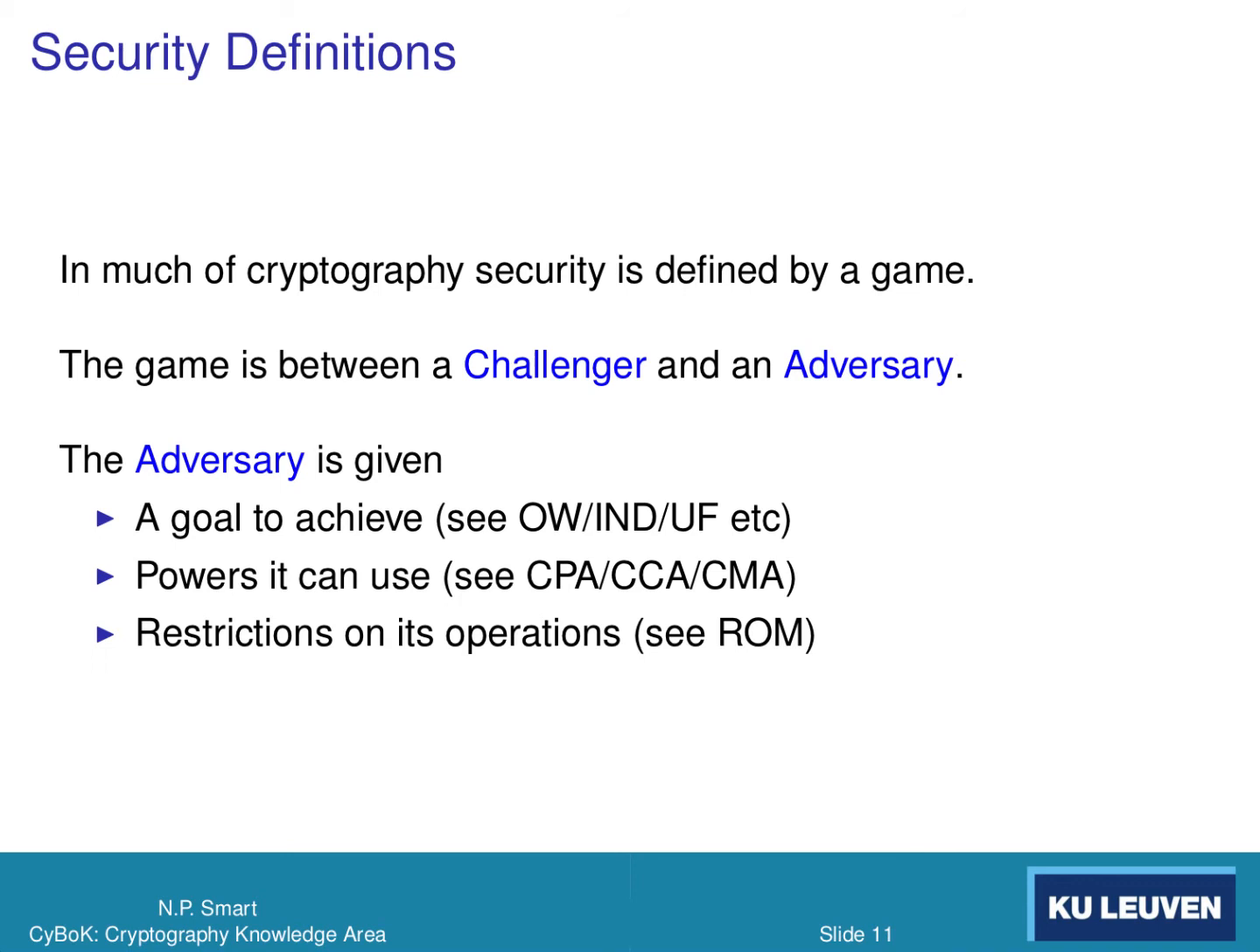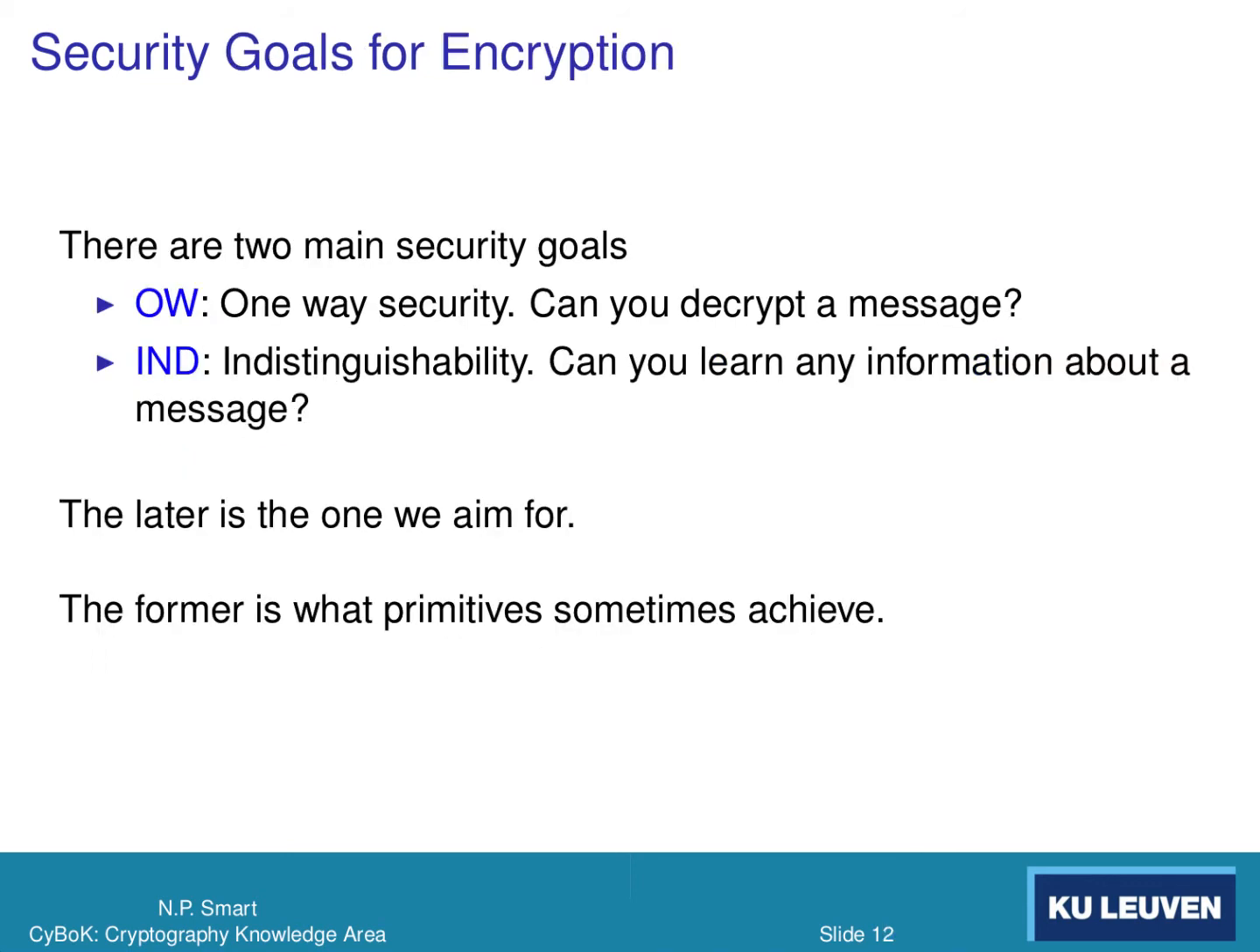So let's look at security goals for encryption to start with. An obvious definition of security is, can you decrypt the message? And this is what's called one-way security. It turns out this is actually a very weak definition of security that is used in a number of cases.